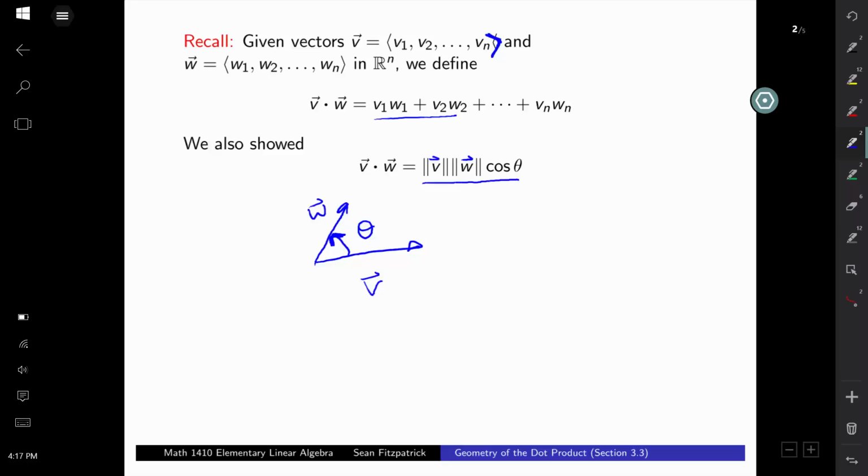Except, of course, it's usually not practical to go out with a ruler and a protractor and measure your vectors. What you're usually given is the components, right? You're given the v1, v2, v3, and so on. And so the algebraic definition is generally the more practical definition. It's the one that we're going to work with most of the time. And again, just to remind you, the dot product is always a real number. The dot product is not a vector, it's a number. Make sure that you keep that in mind as we go forward.